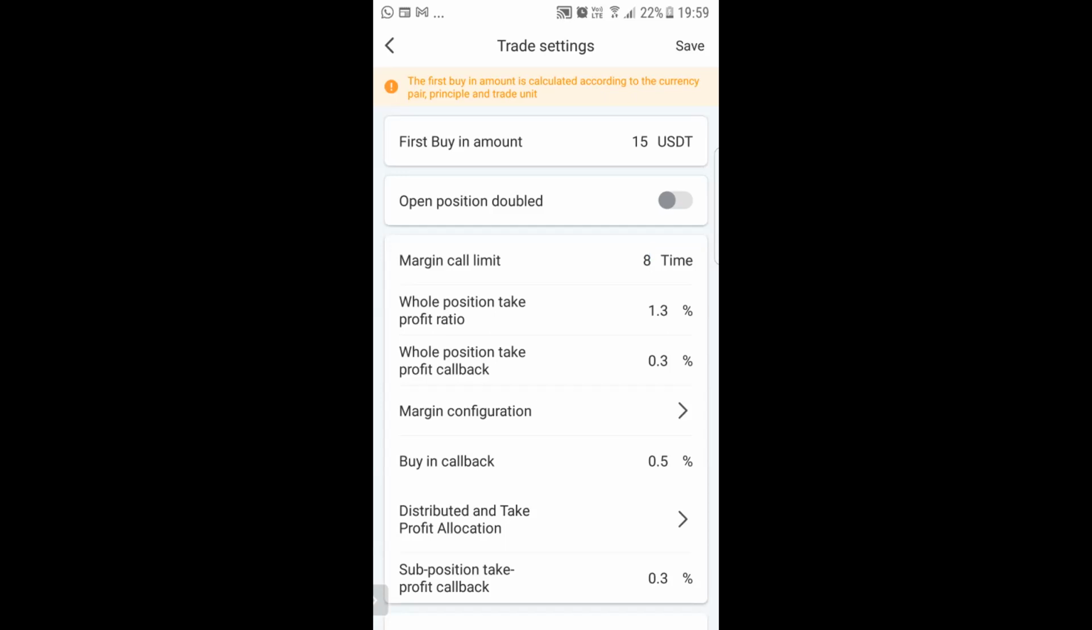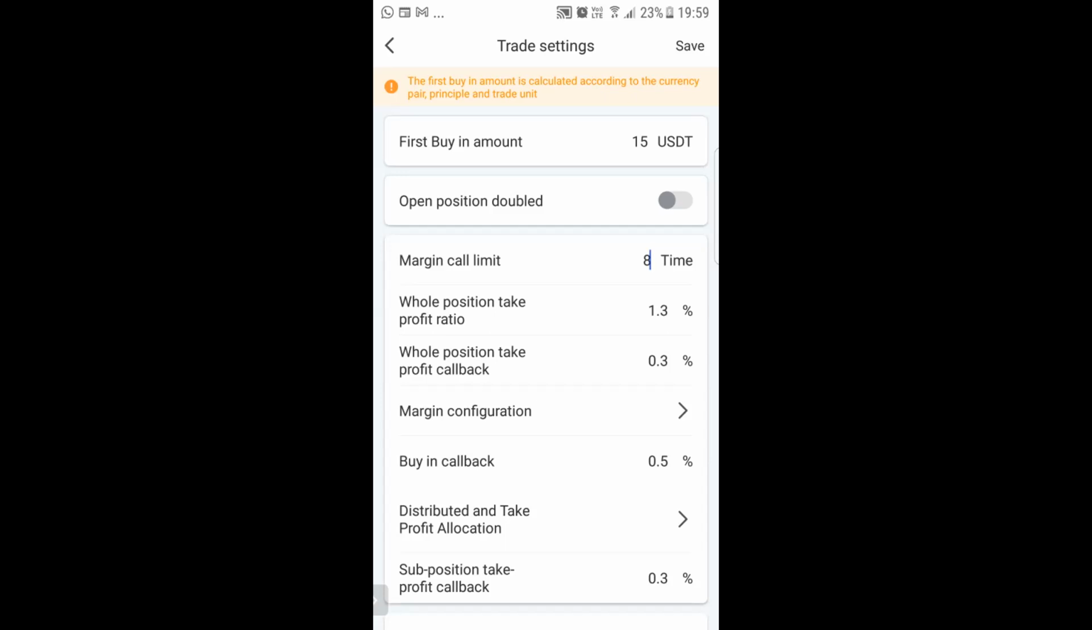Like now, open position doubled. You don't click that one, because if you do, it means the board will go into the market with $30. That $15 will be $30. It will be times 2. And whenever a position is taken, it will be doubled like that. So it's not good. It's best to not touch it until you have a seriously substantial amount of USDT to trade with.